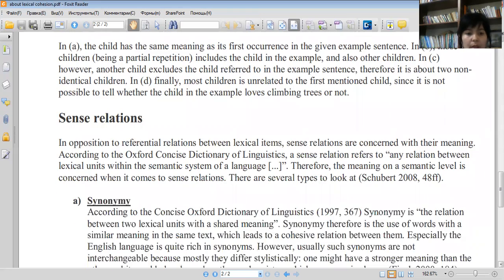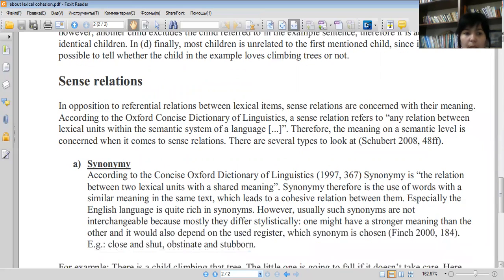Sense relations. In opposition to referential relations between lexical items, sense relations are concerned with their meaning. According to the Oxford Concise Dictionary of Linguistics, a sense relation refers to any relation between lexical units within the semantic system of a language. Therefore, sense relations are concerned with meaning at the semantic level. There are several types according to Schubert.